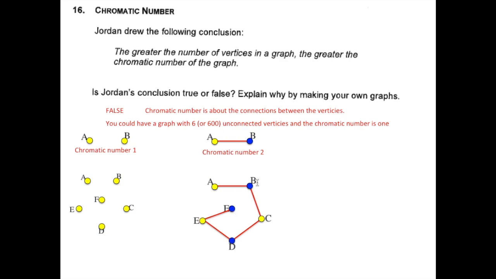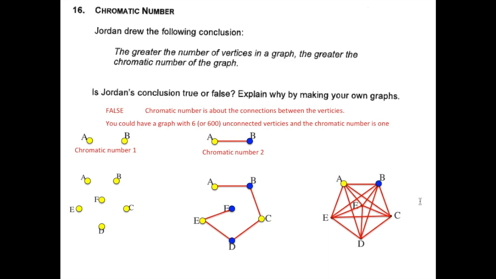This has a chromatic number of 2, but it has more vertices than this. The more vertices, the greater chromatic number of the graph? No, untrue, totally untrue. And by the way, if we connected everything to everything, if I connected every vertex to every other vertex, my chromatic number is equal to my number of vertices.